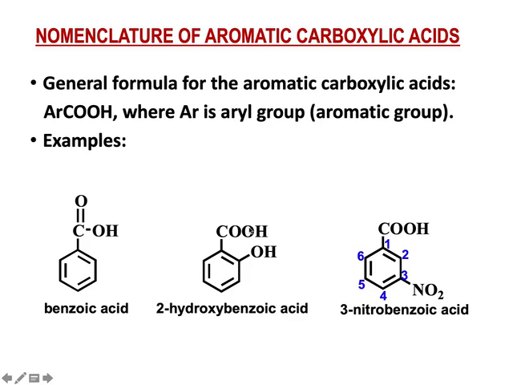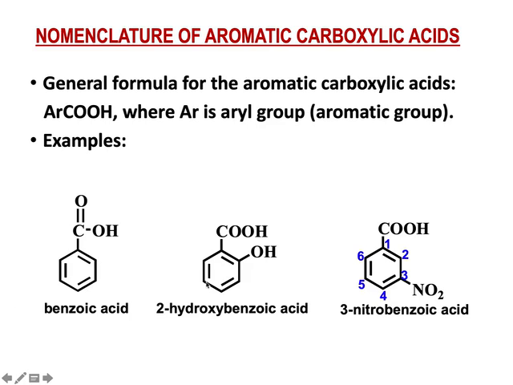So next is aromatic carboxylic acid. Here is the general formula for aromatic carboxylic acid: Ar, C double bond O OH, where Ar refers to an aryl group, which is an aromatic group. Here are some examples. This aromatic ring is attached with the substituent functional group C double bond OOH, which we know as carboxylic acid, so the name becomes benzoic acid.